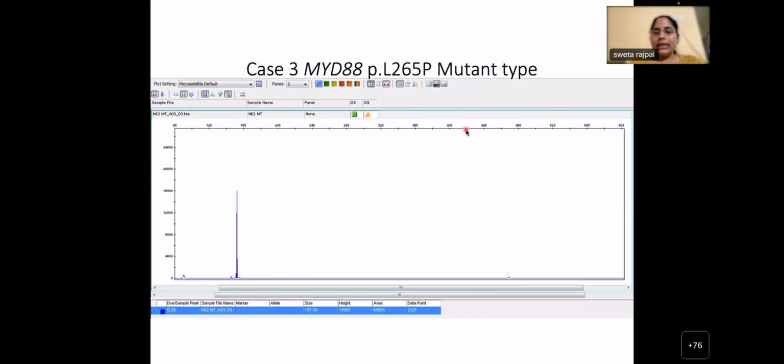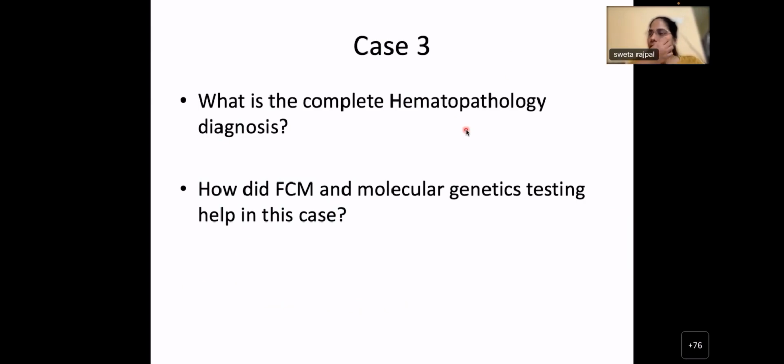So how will we diagnose this case? What will we diagnose this case as? Waldenstrom's. Aishwarya? Lymphoplasmacytic lymphoma with MYD88 L265P.